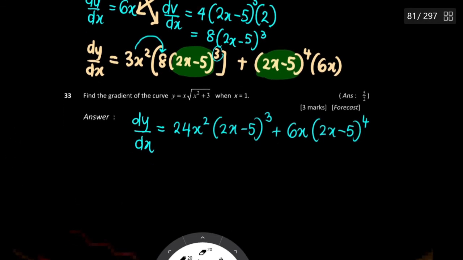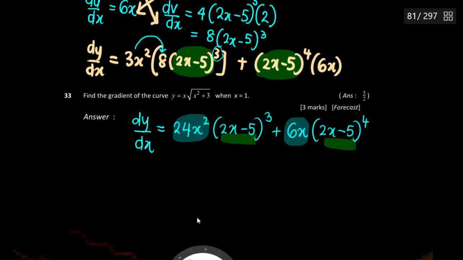Now we factorize. Going back up, I'm going to factorize this and this, and also this and this. So there are two things here we factorize. Let's start with 24 and the 6. Which number is smaller? Take the smaller one, so 6. Which x is smaller power? Power 1. So 6x. Then take out the 2x minus 5. Which power is smaller? Power 3. So I write 3. Now you put the big bracket.